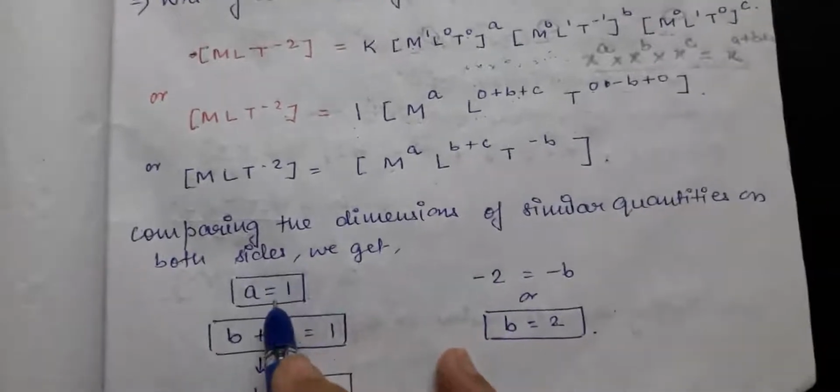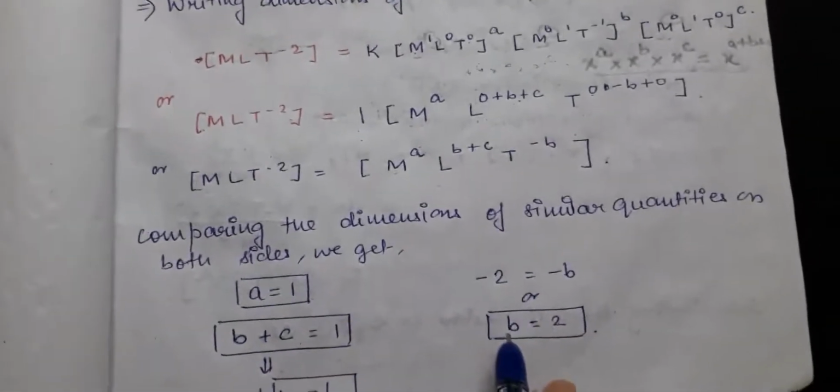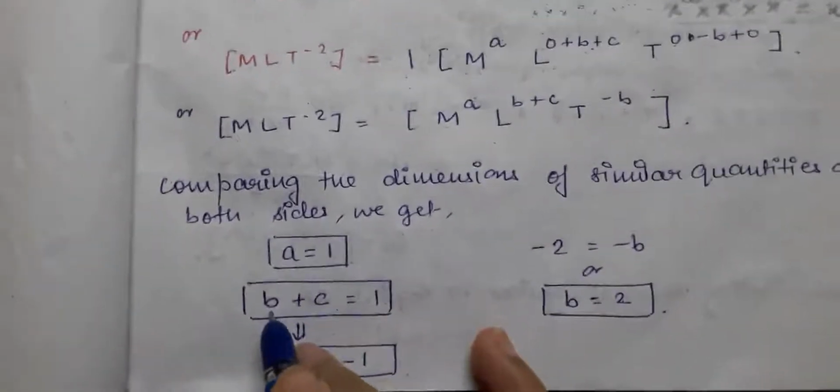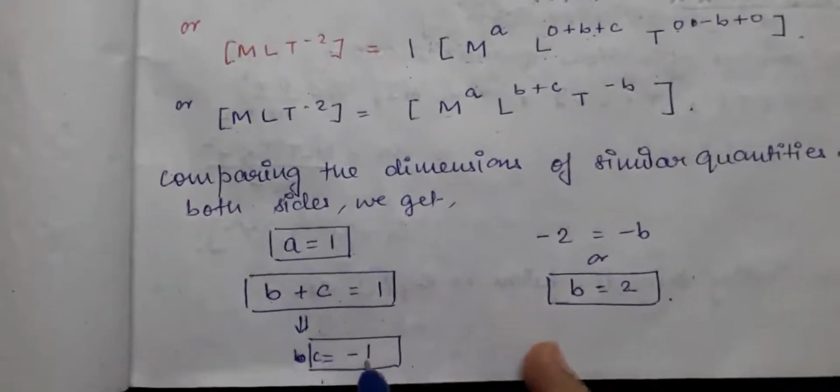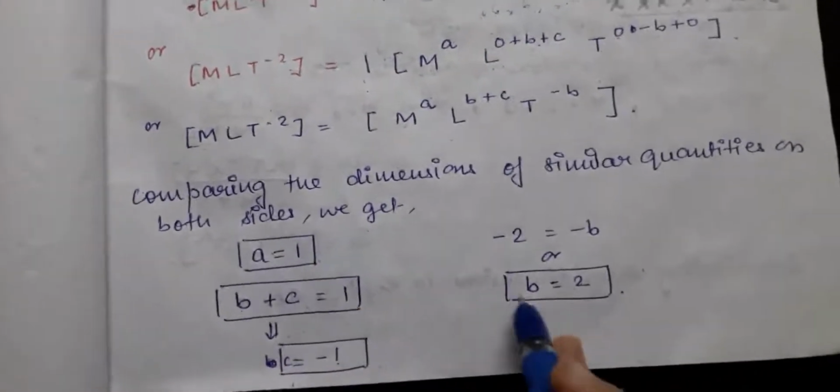Directly I am writing A is equal to 1. Secondly, minus 2 is equal to minus B, or we can write B is equal to 2. Putting the value of B here, I will get C is equal to minus 1. So what are the dimensions I got? A is equal to 1, B is equal to 2 and C is equal to minus 1.